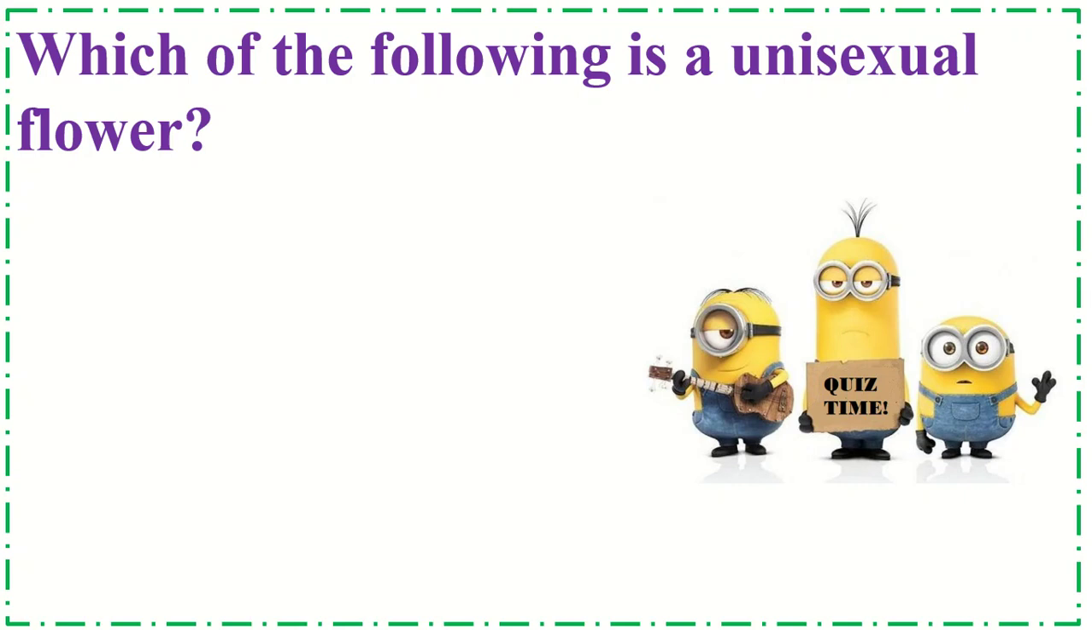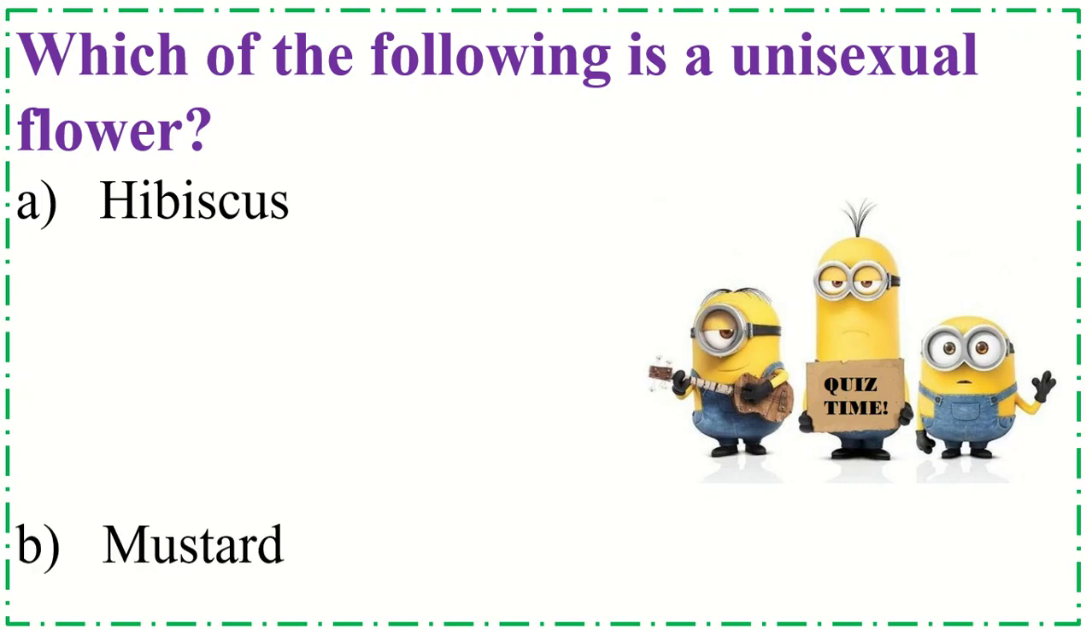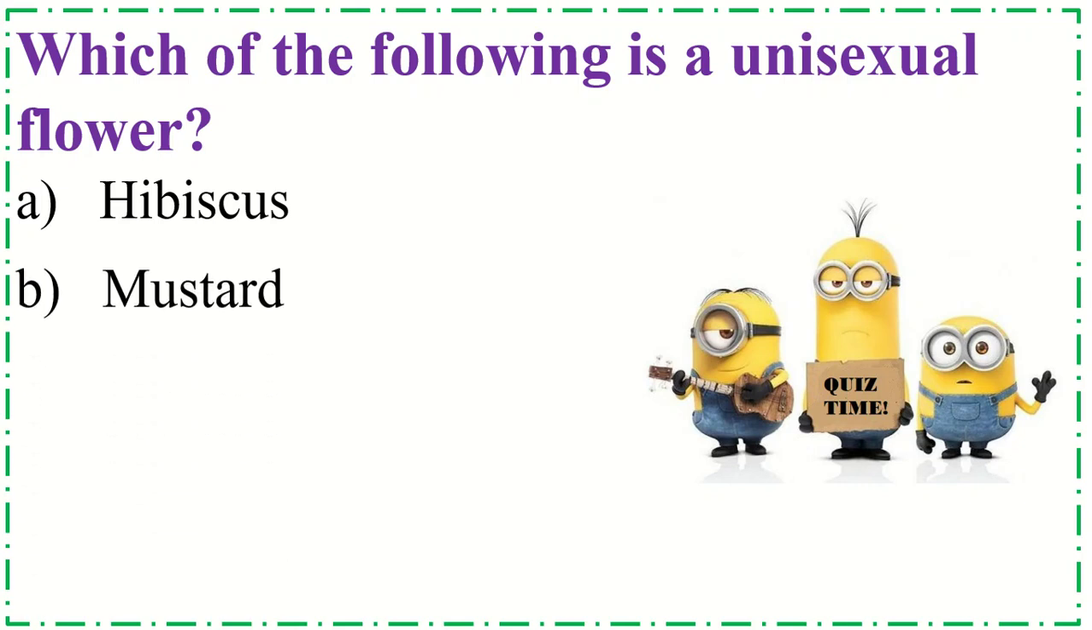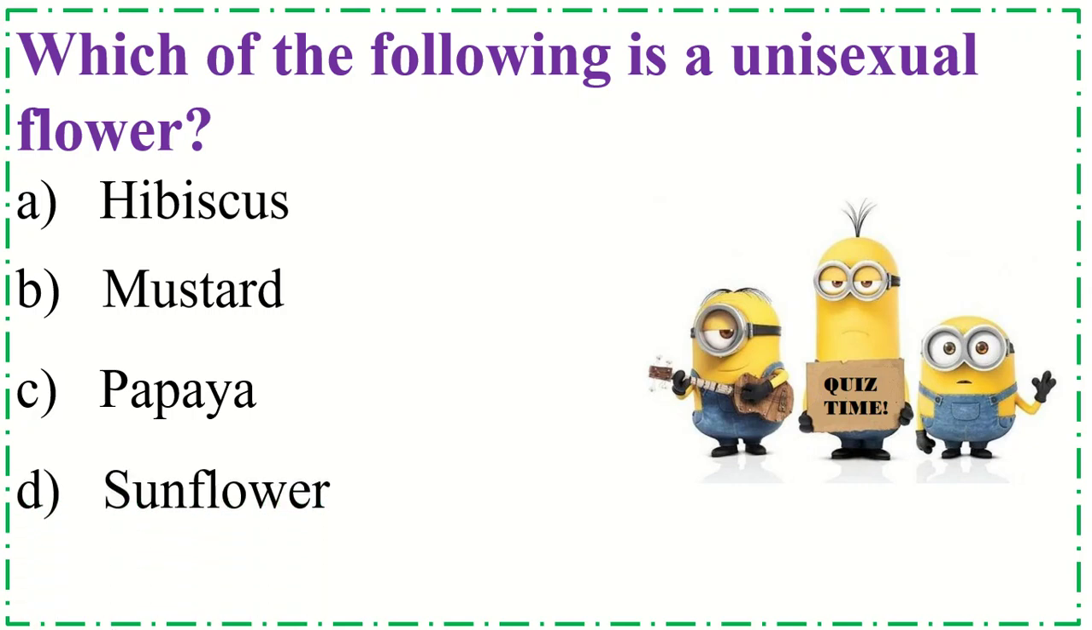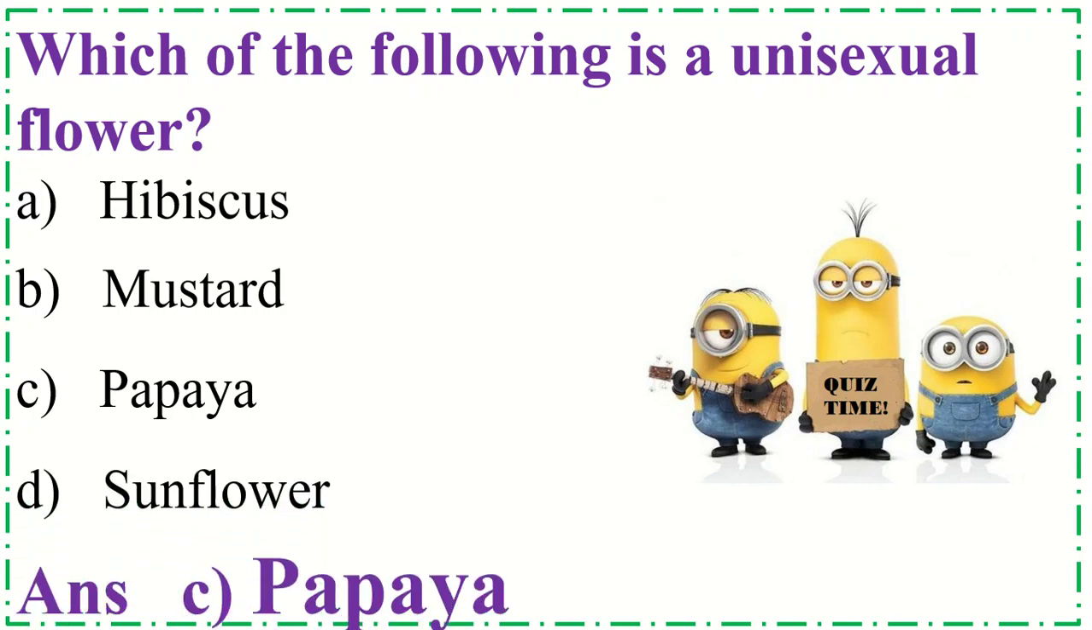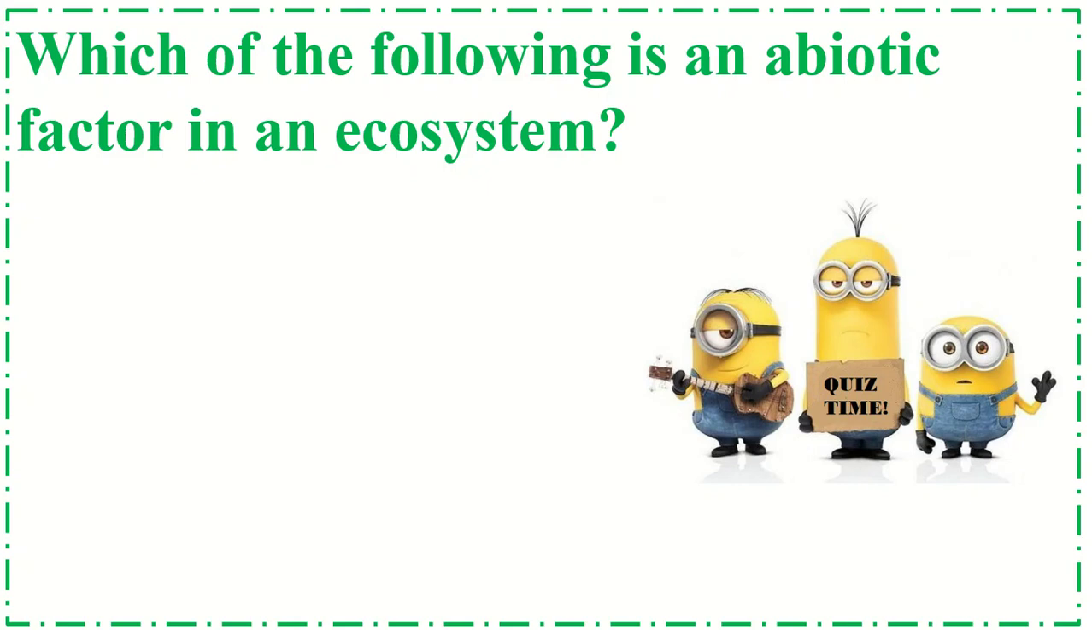Which of the following is a unisexual flower? Option A, hibiscus. B, mustard. C, papaya. D, sunflower. Correct option is C, papaya.